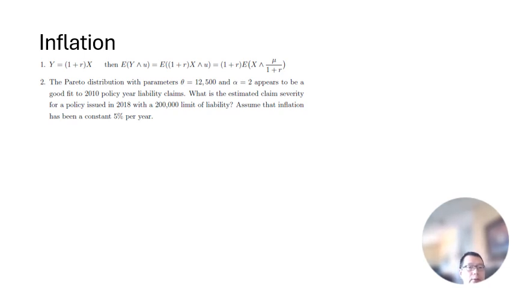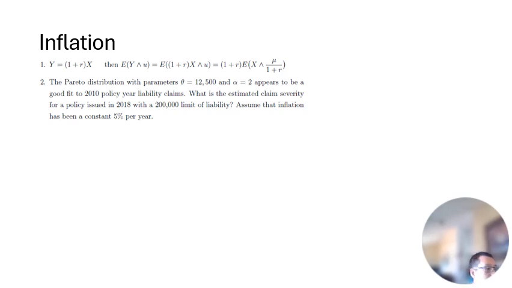The Pareto distribution with parameters theta equal to 1,500 and alpha equal to 2 appears to be a good fit to 2010 policy year liability claims. What's the estimated claim severity for a policy issued in 2018 with a 200,000 limit of liability? Assume that inflation has been a constant 5% per year. So we can write like this.